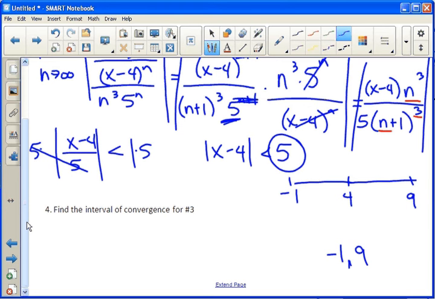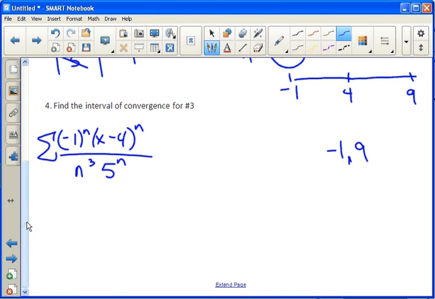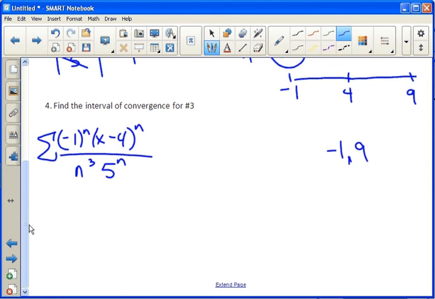And back in the original, we had -1 to the n times x minus 4 to the n over n cubed times 5 to the n. I'll double check that that's correct. Yes. So now if I plug -1 in for x right here, -1 minus 4 would give me -5. So I plug -1 in for x in the original, gives me -5. -1 times -5 gives you +5.